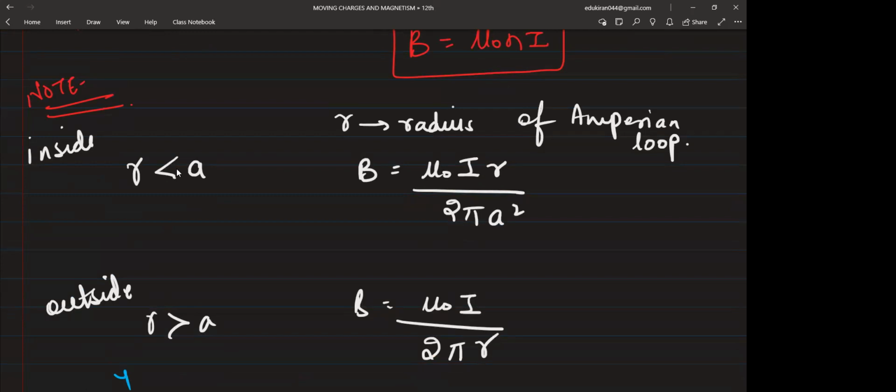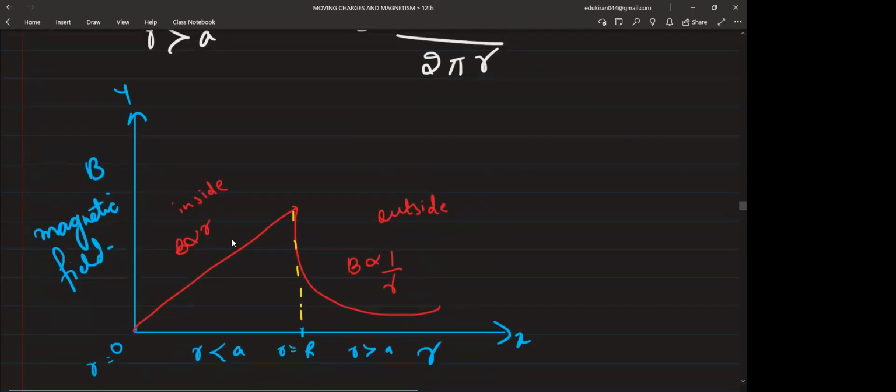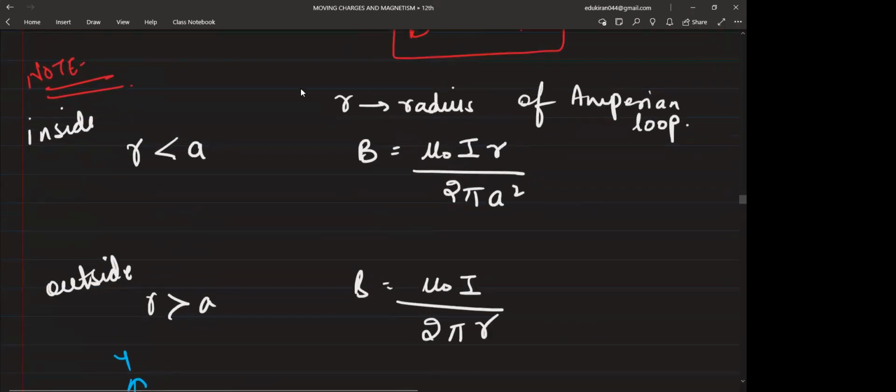See, radius is less than a means it is inside. And if the Amperian loop's radius is greater than the radius of the cylinder, where a is the radius of the cylinder and r is the Amperian loop, then r is greater than a means the outermost part. So inside, it is directly proportional to r, the radius, so it's a linear graph, but it's inversely proportional in the outside region. This is the graph which has come a lot. That's why I've drawn this separately. So make a note, write down and draw this graph. Then I'll start with magnetic Lorentz force. This completes the applications of Ampere circuit.